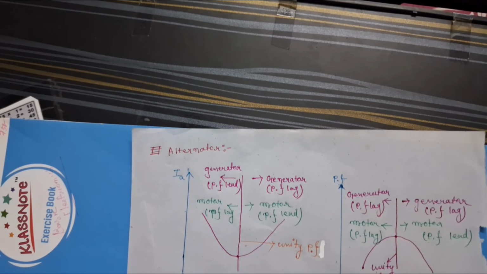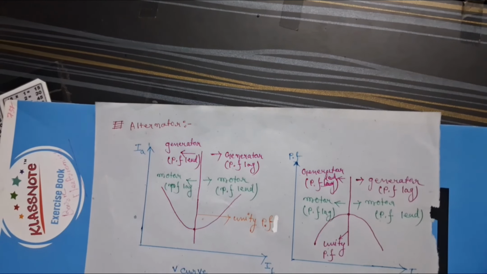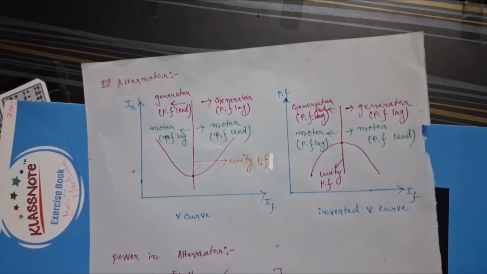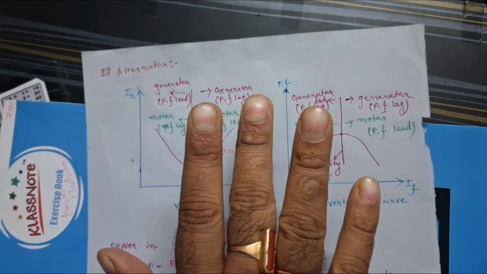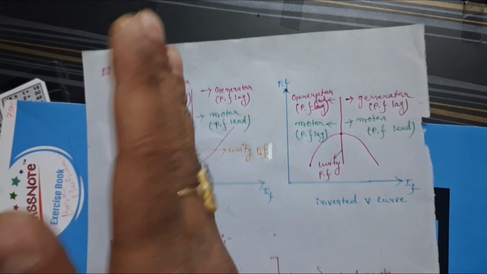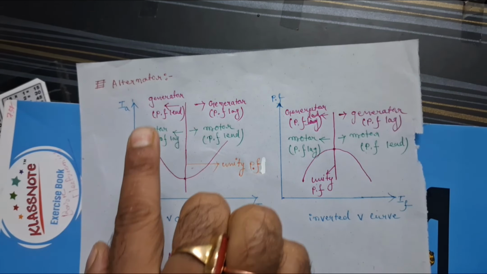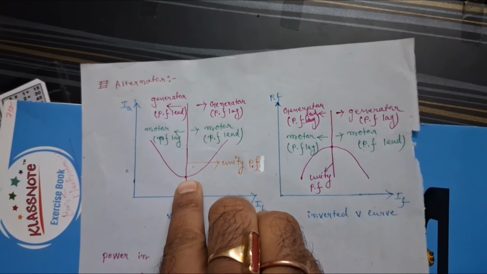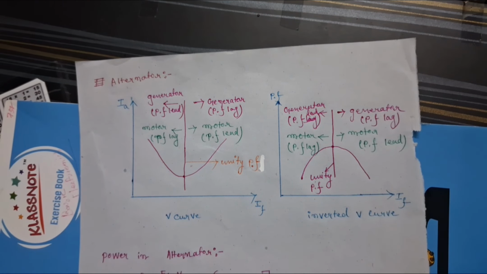And you have to remember some topics about V-curve and inverted V-curve. Here you have to see the figure of V-curve and inverted V-curve. In the V-curve, on the right side of this line, the generator or alternator works in PF lagging and the motor or synchronous motor works in PF leading. And on the left side of this line, the generator works in PF leading and the motor or synchronous motor works in PF lagging. And the culmination point of this is denoted by unity power factor.